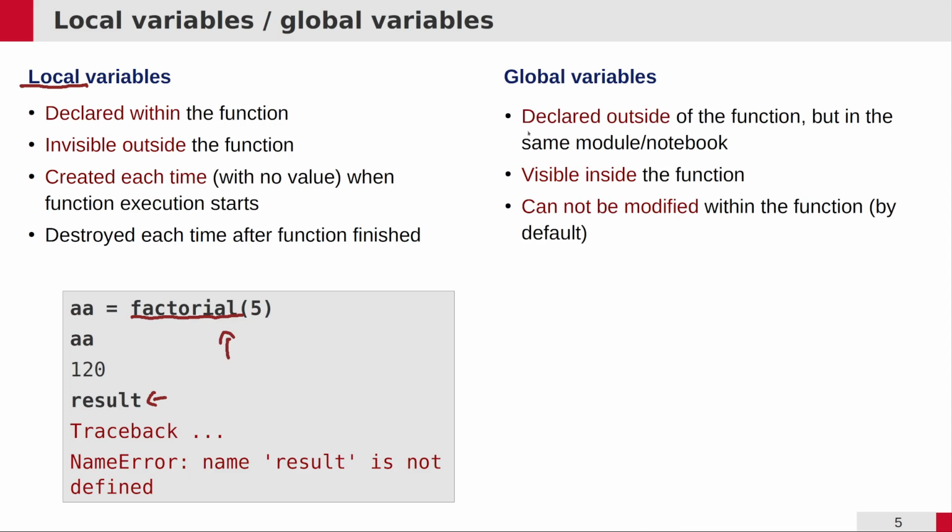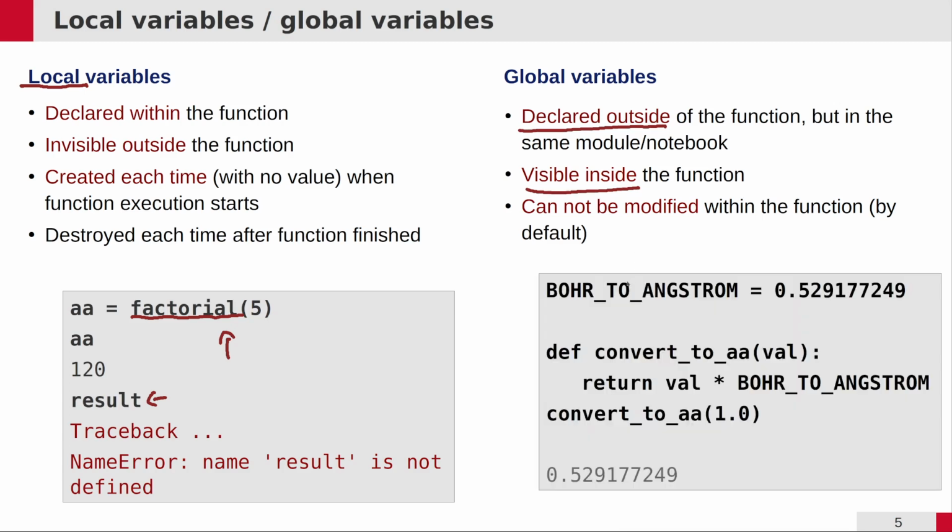Those are variables which are declared outside of the functions in the same module as the function or in the same notebook. About modules we will talk in the next video a bit. They are visible in the function, but they cannot by default be modified, so they are read-only. Typical example, if you have some universal constants and you want to use them in multiple functions, like, I don't know, the conversion factor from Bohr to angstrom, then you can define it outside of the function, and then within the function you can access this value. But by default you cannot within the function modify this value, which is quite good.